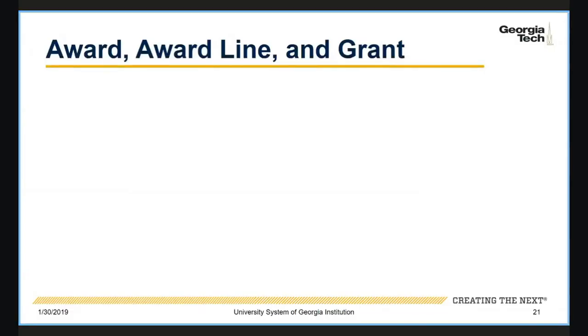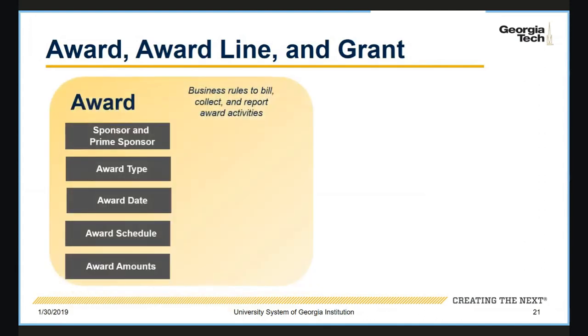Now, let's look at award, award line, and grant more closely. The award is the core concept and function in Workday Grants Management. We can create an award for each notice of award that we receive from the sponsor. The award allows us to store important information such as the sponsor, the begin and end dates, and the funded amount. Each award will have one or more grants.